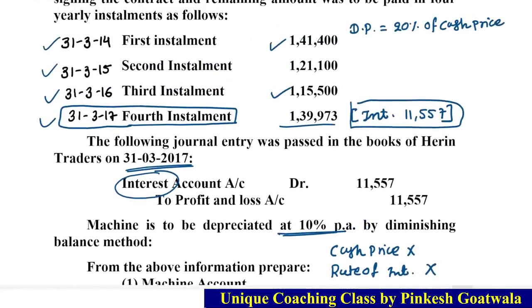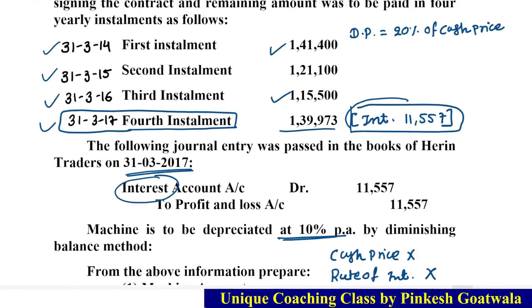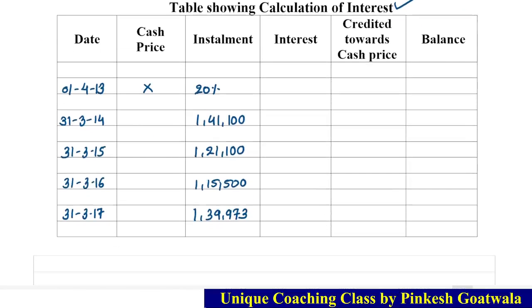So here we have the fourth installment, right? The fourth installment is 11,557. Fourth installment interest is available. So at least we can write this. Even though the rate of interest is not given for all installments, we have the last installment available, so we can complete at least all the information for the fourth installment.